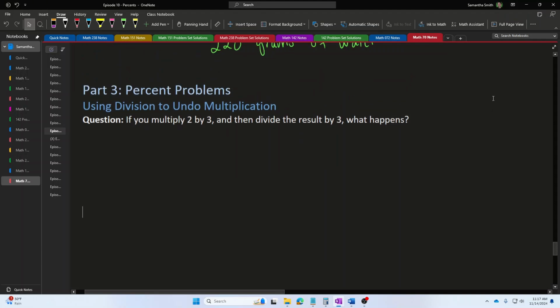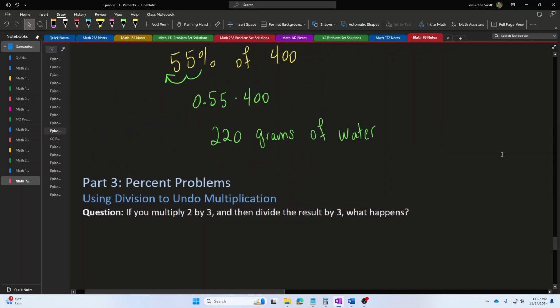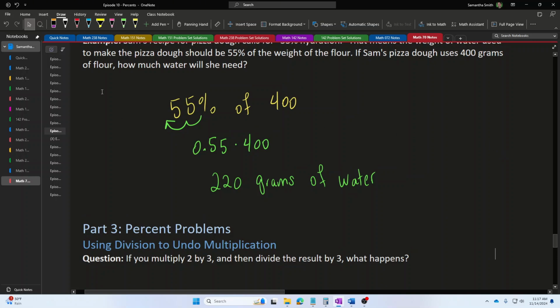In this part of episode 10, we're going to be talking about how to solve other varieties of problems involving percents. We have just talked about how to find a certain percent of a given number. If I wanted, for example, to find 55% of 400, I would just use the fact that the keyword "of" corresponds to multiplication. And I would use the fact that percents can be rewritten as decimal numbers, and then I would simply take that decimal number and multiply it by the given number using a calculator.